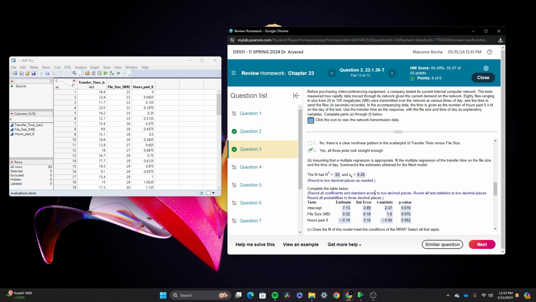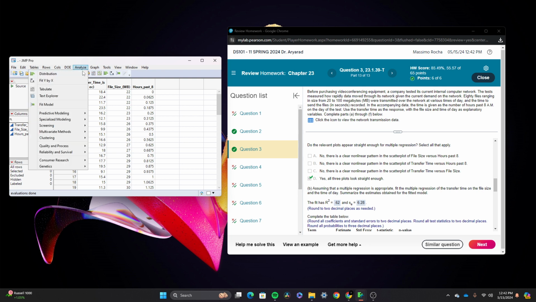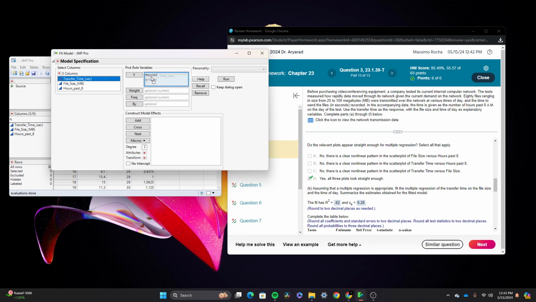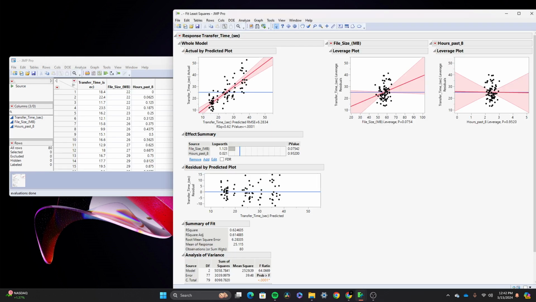And now then, we're going to be looking at r squared in this. Oh yeah, no. So we're going to be looking at assuming that multiple regression is appropriate, fit the multiple regression of the transfer time on the file size and time of day. So this one, we're doing a multiple regression model. It's a little bit different than the other one. We're going to go here, fit model, transfer time as y. We're going to get these two, put it down here. Run. You're going to get this.